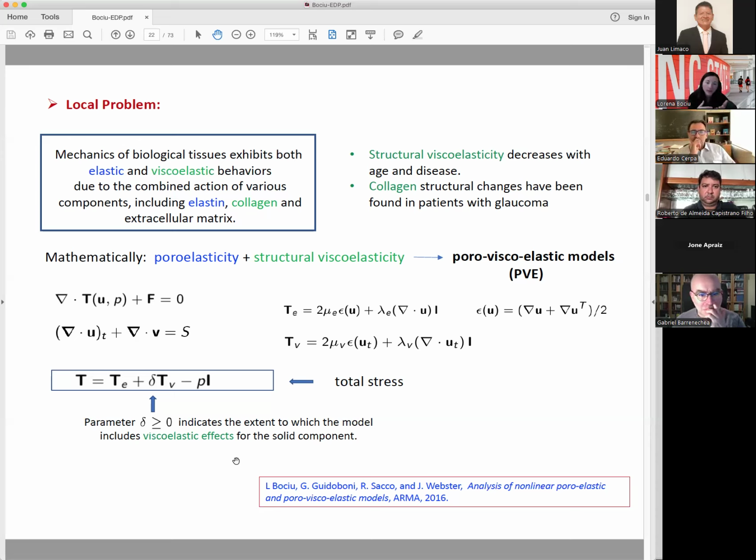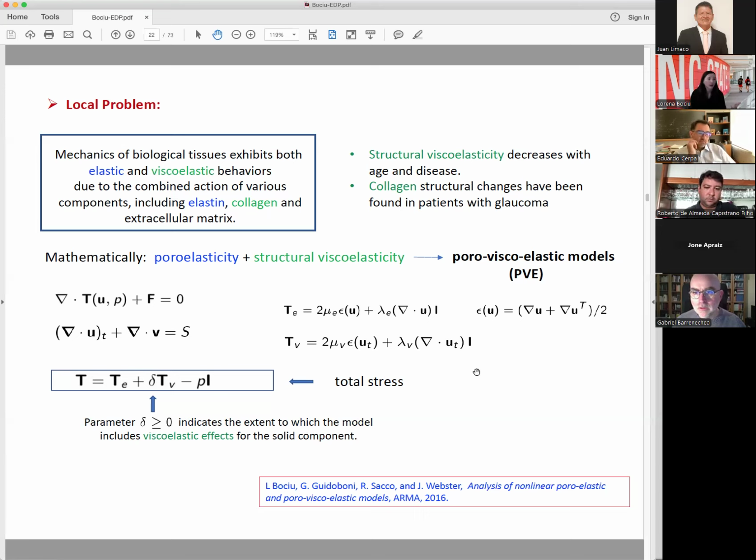So from the mathematics point of view, we have a poroelastic system, but let's account for structural viscoelasticity in the system. So let's look also at poroviscoelastic models. So what we did is, remember, this is how the PDE system that I introduced earlier looks like. And what we did was we said, okay, instead of just having an elastic stress tensor, let's introduce a viscoelastic stress tensor. Basically using the same formula as before, but now everything depends on u sub t. This is a Kelvin-Voigt type of damping.